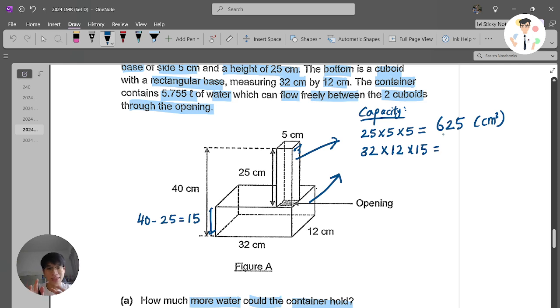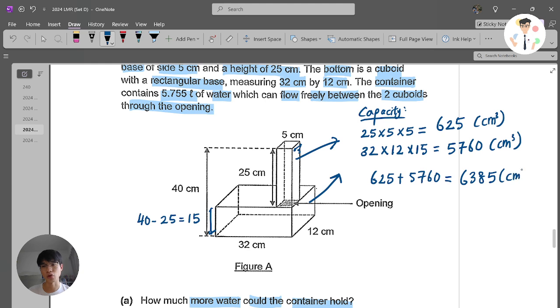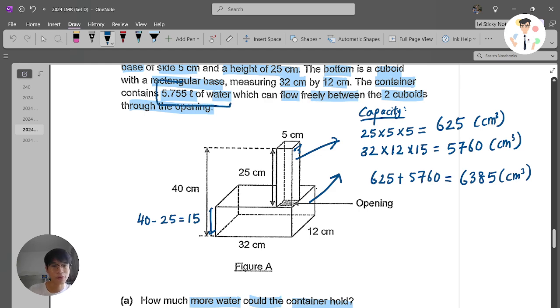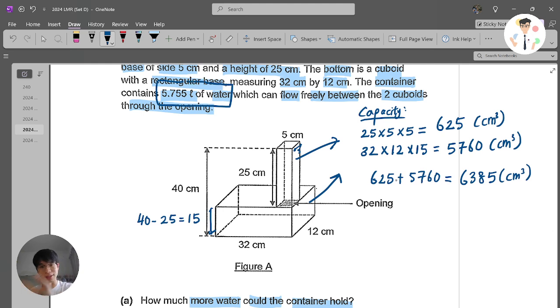So the capacity of the container at the bottom is actually 5760 in cm³. Okay, such a big one. And the total capacity, let me just add them together, 625 plus 5760, the total capacity will be 6385 in cm³. Now, this is the total capacity of this container. And now I know that there is 5.755 liters of water already inside.